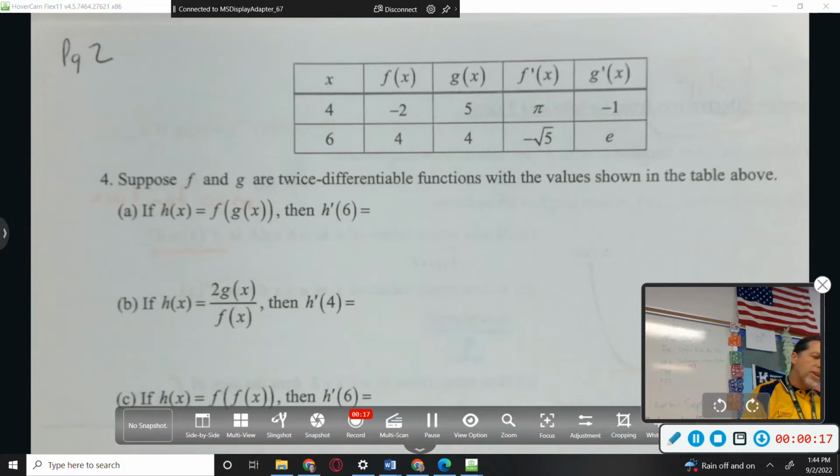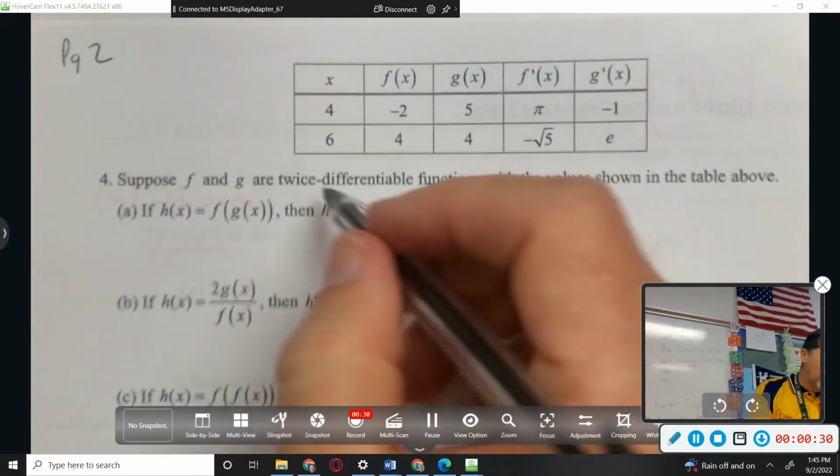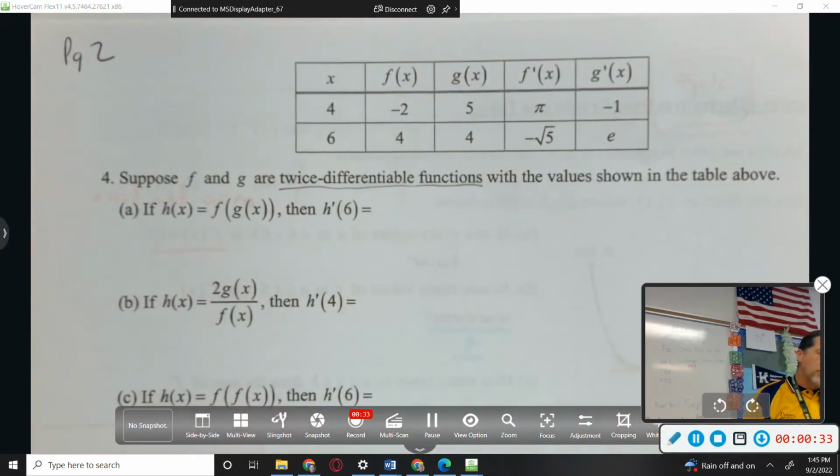F and G are twice differentiable functions. What do you think twice differentiable means? You can get f prime prime, f double prime. Right, you can find a second derivative. But that means there's no sharp cusp. There's nothing undefined. Everything is well behaved here for the first 2 derivatives.